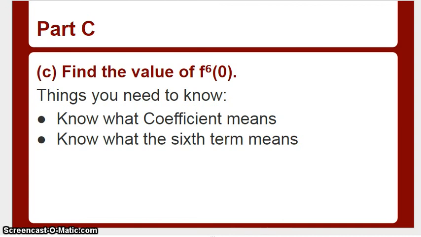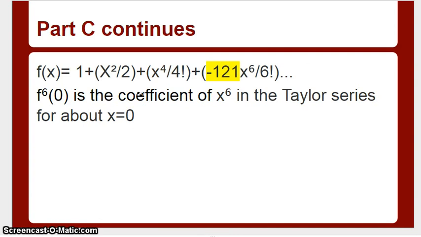Now part C asks us to find the value of the sixth term of the Taylor polynomial at x equals 0. Now for this we need to know the coefficient of a Taylor polynomial and what a sixth term means. Now previously in part B we found that f of x equals 1 plus x squared divided by 2 plus x to the fourth divided by 4 factorial plus negative 121 x to the 6th divided by 6 factorial, and so on. Now the sixth term of the Taylor polynomial is the coefficient of x to the 6th in the Taylor series for f about x equals 0.